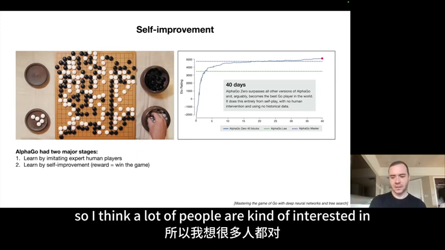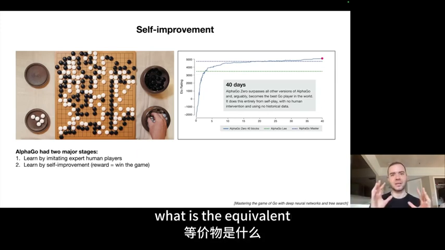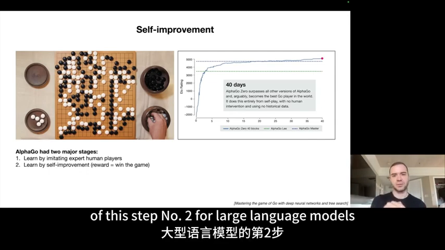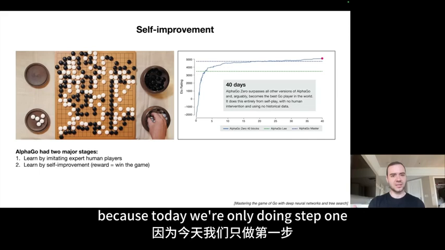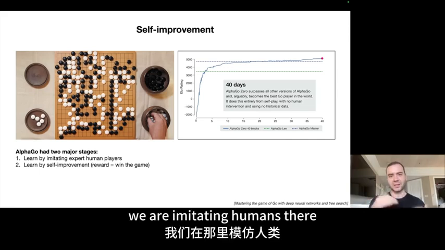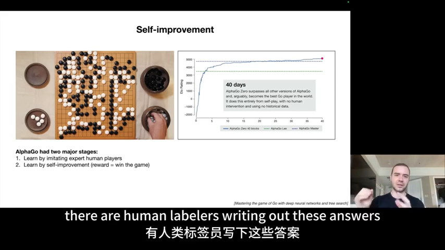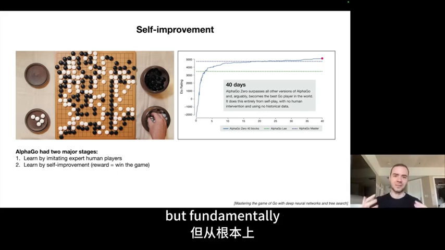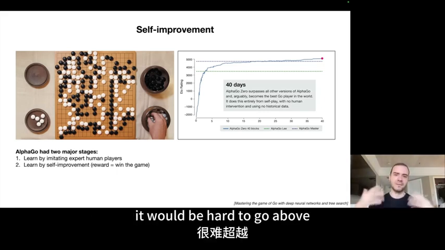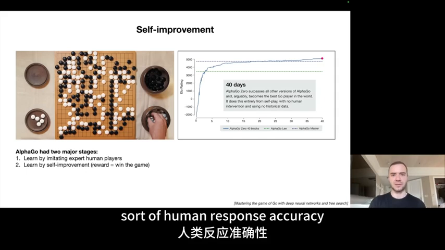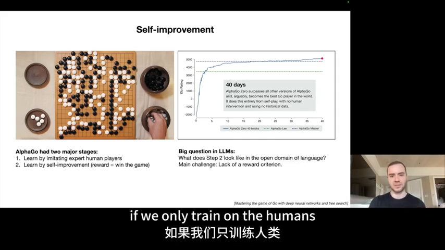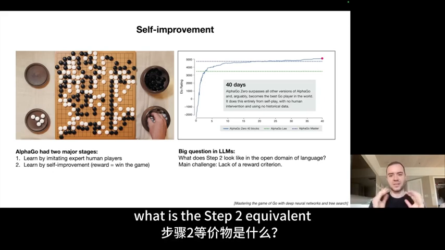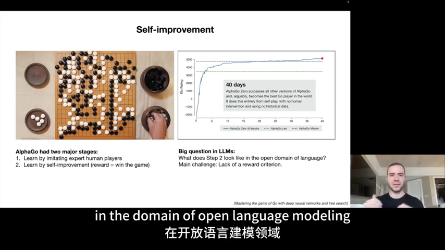So I think a lot of people are kind of interested in what is the equivalent of this step number 2 for large language models, because today we're only doing step 1. We are imitating humans. As I mentioned, there are human labelers writing out these answers, and we're imitating their responses. And we can have very good human labelers, but fundamentally, it would be hard to go above sort of human response accuracy if we only train on the humans. So that's the big question. What is the step 2 equivalent in the domain of open language modeling?